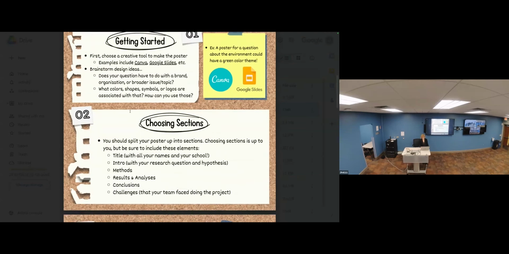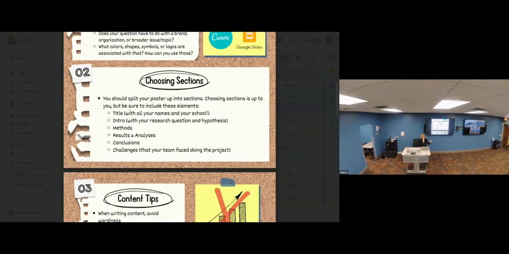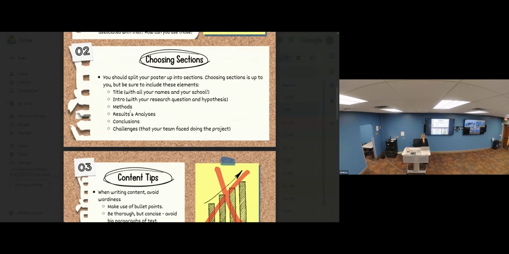How do you choose sections for your poster? You want a title, an introduction that has your research question and your hypothesis. That's amazingly important because the judges are going to look to see, is the research question there and is the hypothesis articulated? So if they don't get advice to put those things on their poster, they're not going to do well in the judging process. Your methods, the results, the conclusions, and we ask that all posters include information on the challenges.